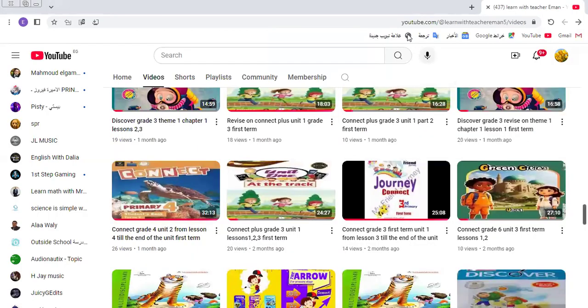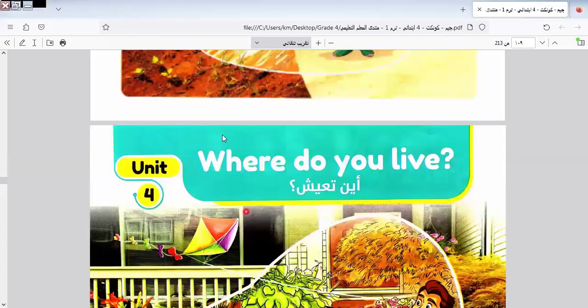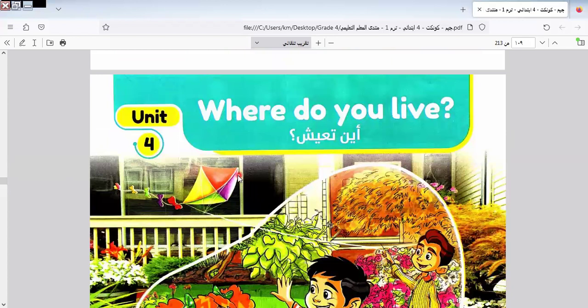Let's go to our unit today. Today, it will be about where do you live? As we explained before, we know that where asks about what. Can you guess, grade 4? When we ask with where, we ask about what? About place.